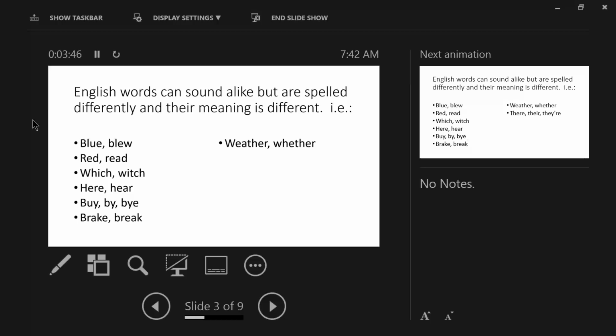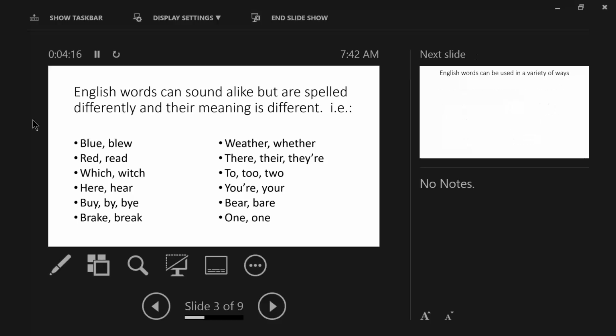Whether or weather. There, or the contraction they are. To, meaning also. When you have a T with 2 O's, it means also. And then the number 2. Your, the contraction of you are, and your. Bare as in animal, bare as in no clothing. One, and that second one should be W-O-N. I apologize. So one and won.